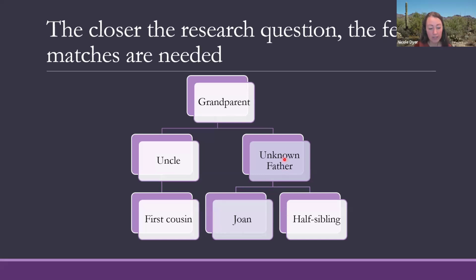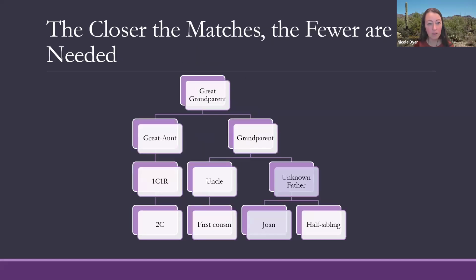But as we go back in the tree and we're trying to find more distant relationships, maybe we're trying to find the relationship of Joan's father to her grandfather, then we're probably going to use a few more matches. All right, here's another example. This goes along with the principle that the closer the matches, the fewer are needed. So if we do get that half sibling match, then we only need that one half sibling match to figure out the unknown father.